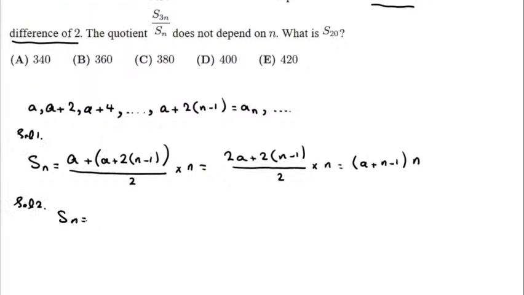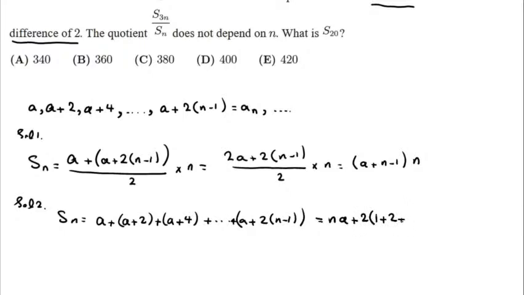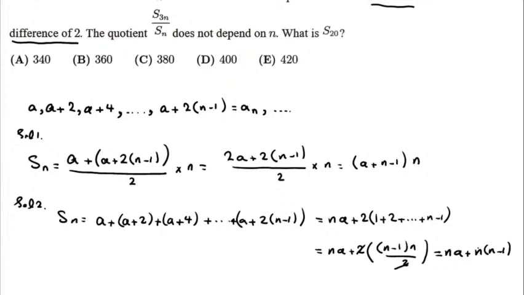You could say Sn equals a plus a plus 2 plus a plus 4 up to a plus 2 times n minus 1. Now it will be equal to na plus 2 times, you factor out 2, from 1 to n minus 1. And it will be na plus 2 times n minus 1 times n over 2. You cancel them, and it will be na plus n times n minus 1, which both of them are equal.